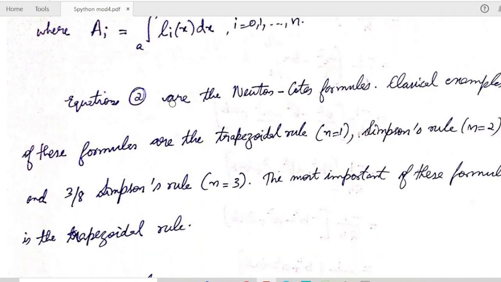So equation 2 is our Newton-Cotes formula. Now classical examples of these formulas are the trapezoidal rule when n is equal to 1, Simpson's rule when n is equal to 2, and 3/8 Simpson's rule when n is equal to 3.